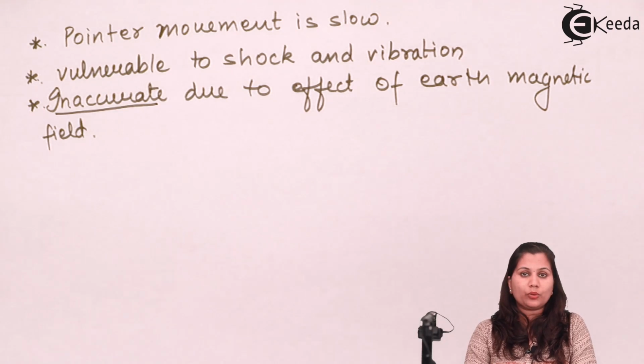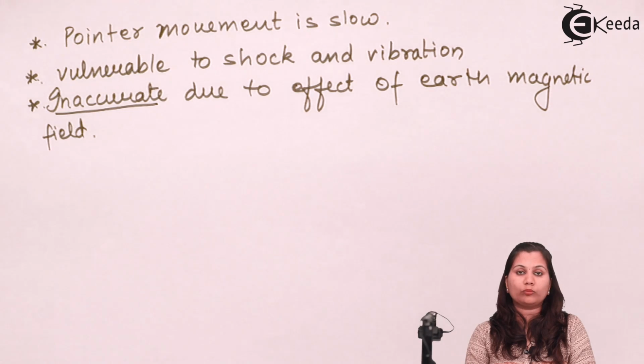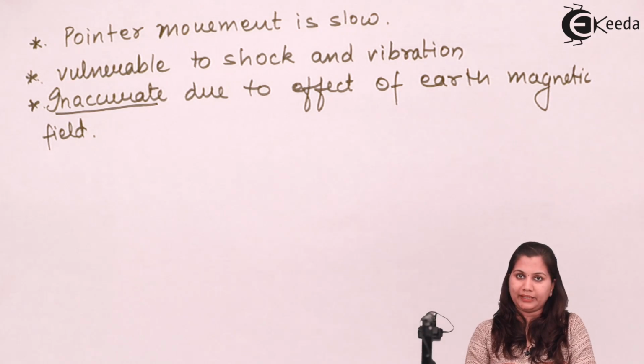So here in this video we studied analog multimeters. We saw what its working principle and construction are, how it is used for measurement of voltage, current and resistance, and its advantages, disadvantages and applications.